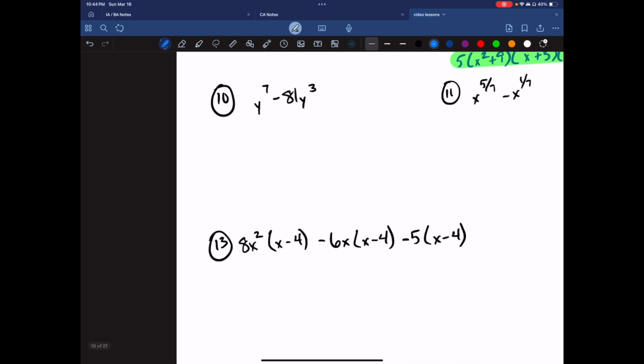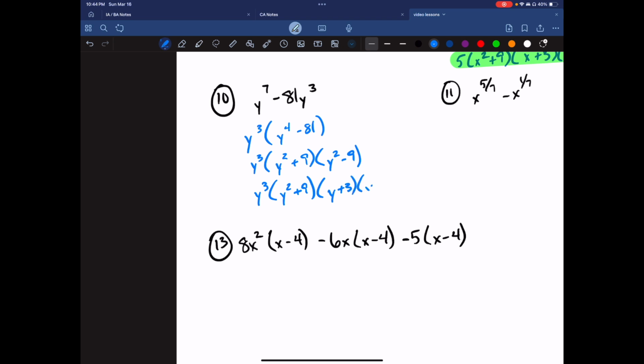Okay. On number 10, pull out your greatest common factor. They both have at least a y cubed. So I'm going to say y to the fourth minus 81 on the inside. And now that is difference of two squares. So the y cubed is going to hang out. This is going to be y squared plus 9, y squared minus 9. Right? As you've seen from the last few problems, the plus 9 or the sum of two squares just comes down, but the difference of two squares has to be factored again. So this is going to be y plus 3, y minus 3. Keep factoring until you can't factor any further.